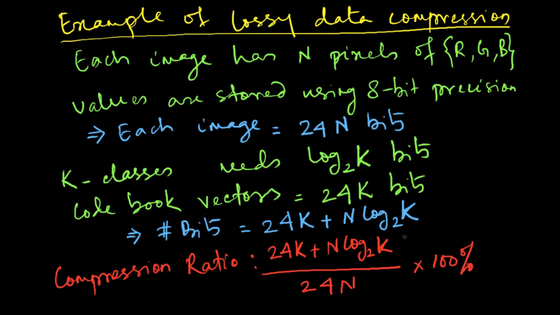And as it turns out, if your capital K is 10 and your capital N is 10,000, meaning you have an image with 10,000 pixels and you want to compress it using 10 clusters, then there will be a compression of 13%, meaning that your new image will occupy only 13% of the space that your original image required, which is a huge gain. So this is how the K-means clustering algorithm can be used for data compression.